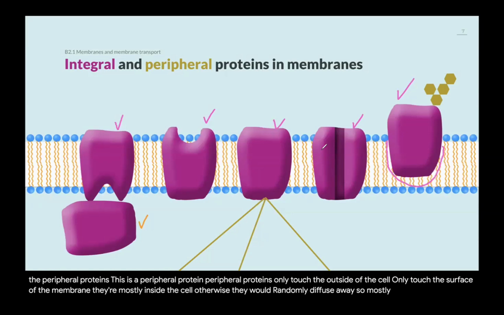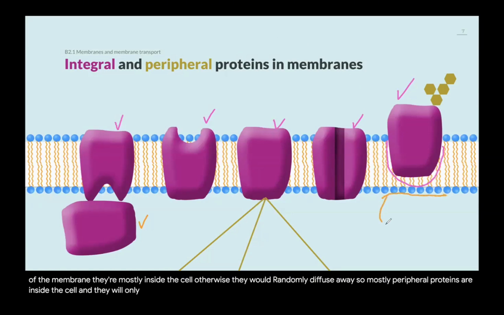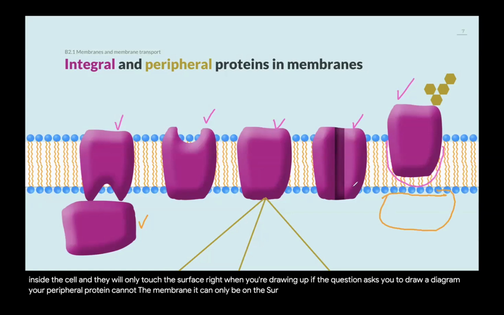So mostly peripheral proteins are inside the cell and they will only touch the surface, right? When you're drawing, if the question asks you to draw a diagram, your peripheral protein cannot enter the membrane. It can only be on the surface. So these proteins can have all sorts of functions.